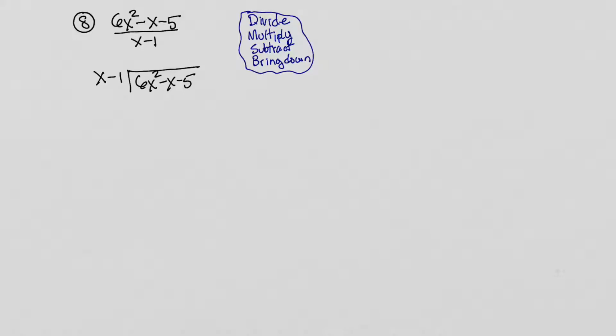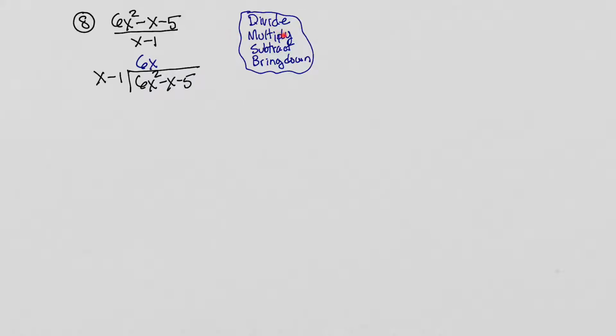All right, so to divide, we take the first term and divide it into the first term. It's easiest to think of this as just a removal process. You have 6x squared, and you're going to remove an x. So what's left? 6x's. So we will get 6x. There's a divide.